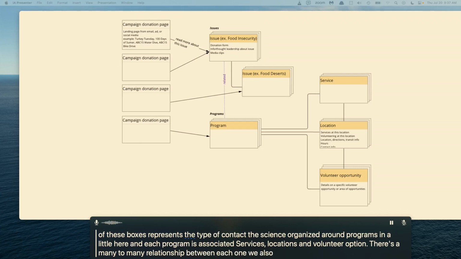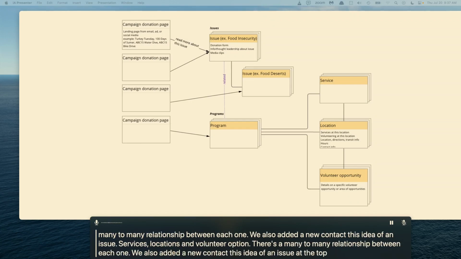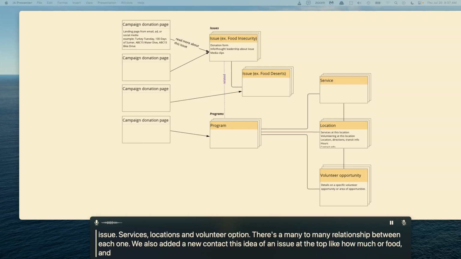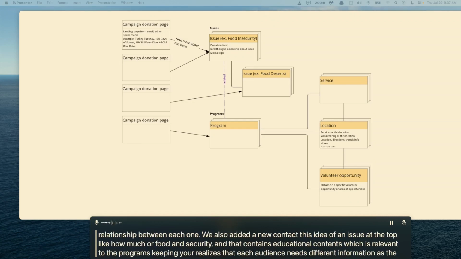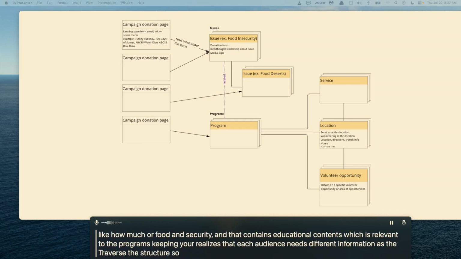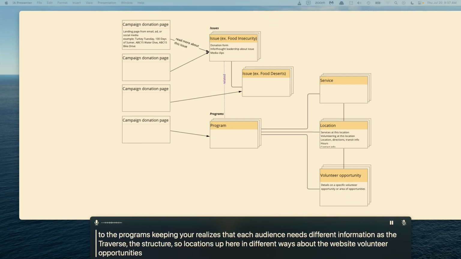We also added new content, this idea of an issue at the top, like homelessness or food insecurity, and that contains educational content, which is relevant to the programs. A key thing to realize is that each audience needs different information as they traverse the structure. So locations appear in different ways throughout the website. Volunteer opportunities appear in different ways.